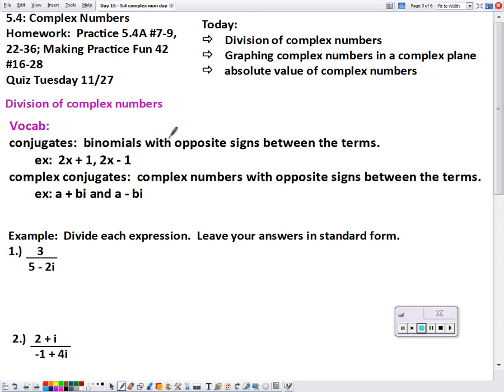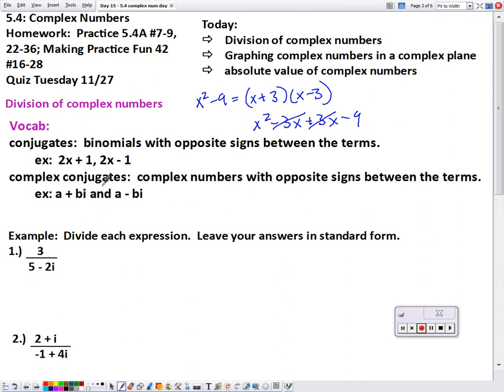So for example, if you had x squared minus 9 and you were factoring it, it would be x plus 3 times x minus 3. Okay, this is what we started with, and these two binomials are conjugates. When you multiply conjugates together, what happens is that the inner and the outer terms cancel. We're going to use this fact with complex conjugates to help us divide.